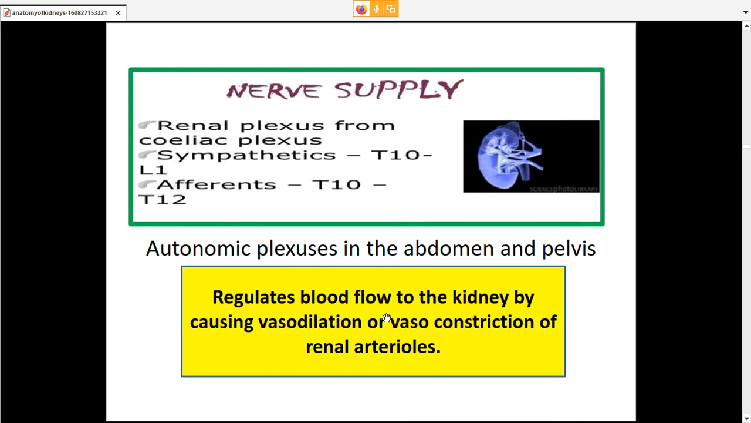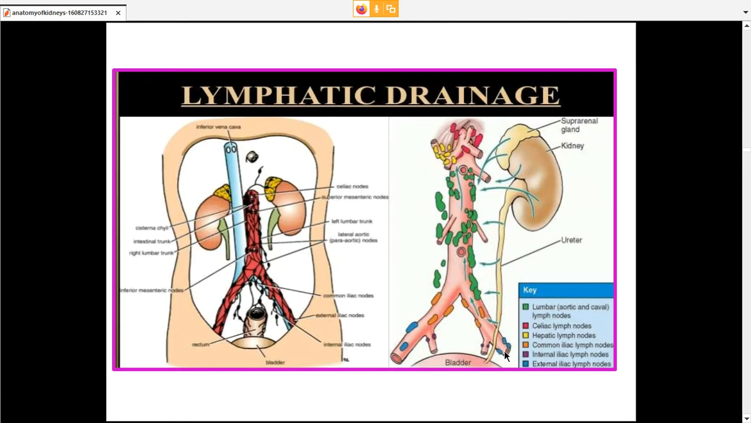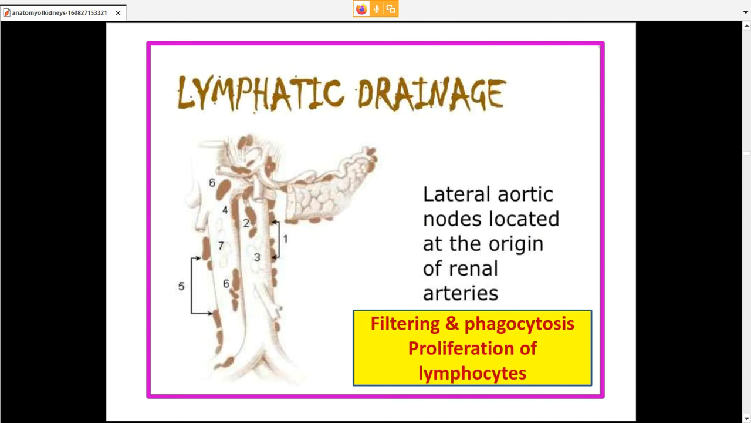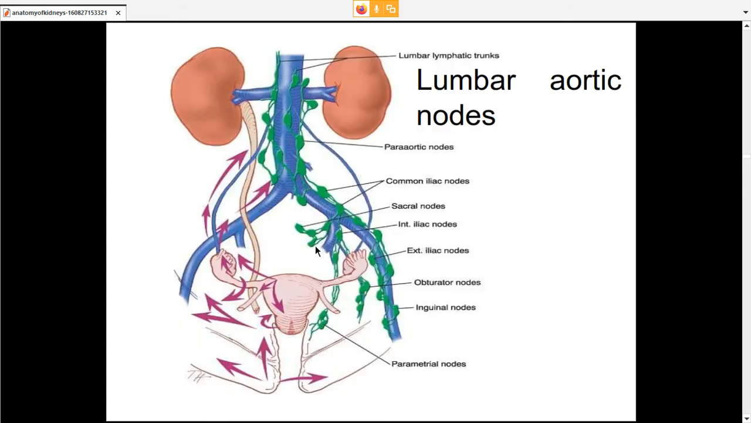So it regulates the blood flow to the kidney by causing vasodilation or vasoconstriction of the renal arterioles. These are the lymphatic drainage of the kidneys. The lymphatic drainage is by the lateral aortic nodes, then the renal group of the lymph nodes, pararenal group of the lymph nodes.